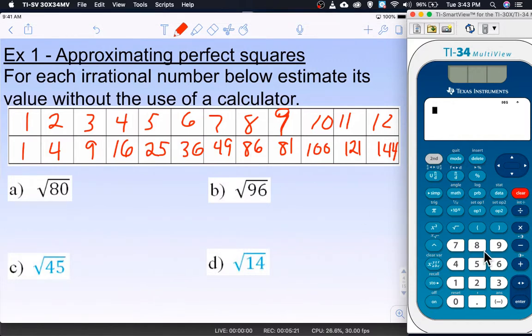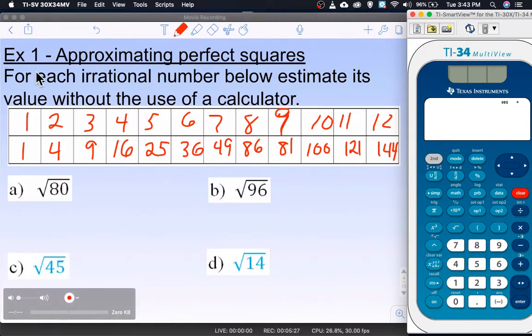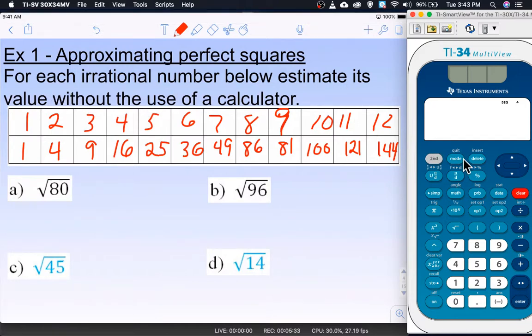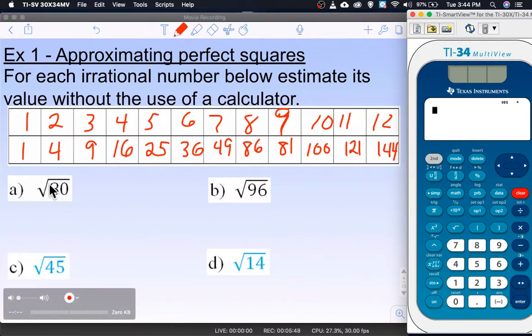So now that we have this chart made, we can actually refer to it at any time throughout the lesson. It says here, for each irrational number below, estimate its value without the use of a calculator. What I don't want you to do is go, okay, square root of 80, and then just round your answer, because rounding and estimating are not the same thing. But what we can do is use this chart and go, okay, square root of 80. I know that if I square root 36, I'm going to get exactly 6 as an answer. That's what this chart tells me. The square root of 36 is 6.